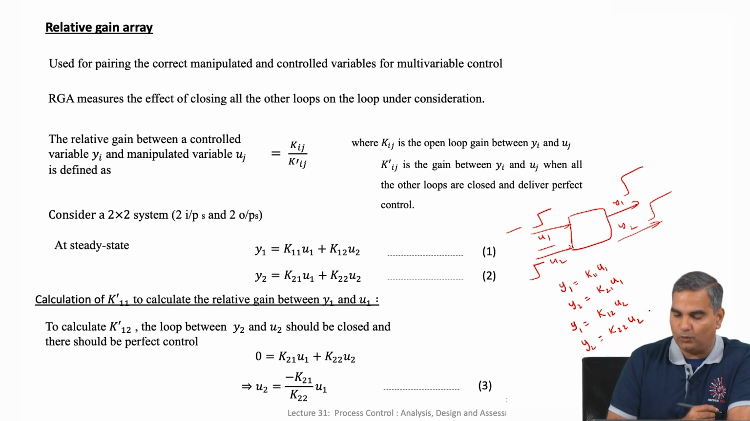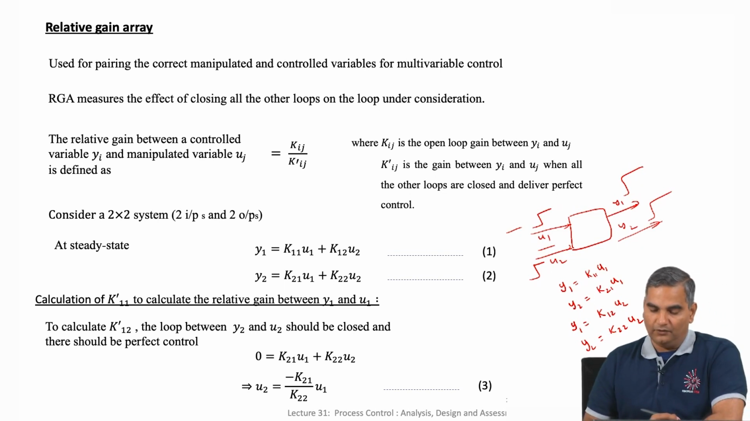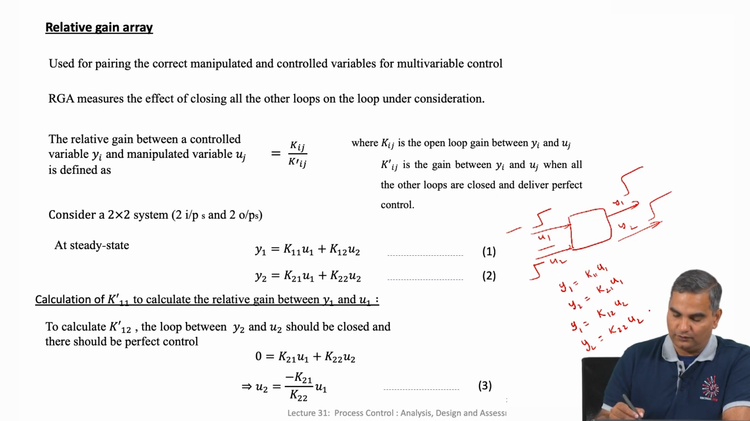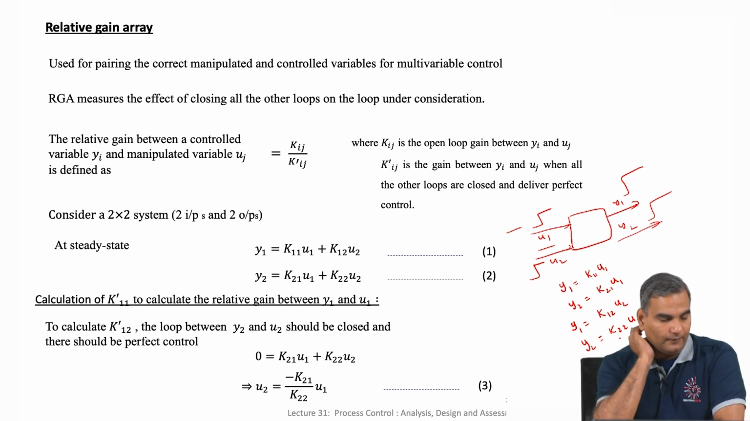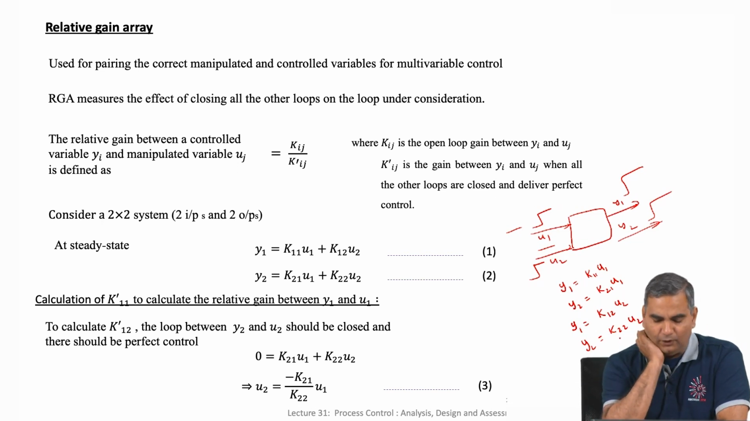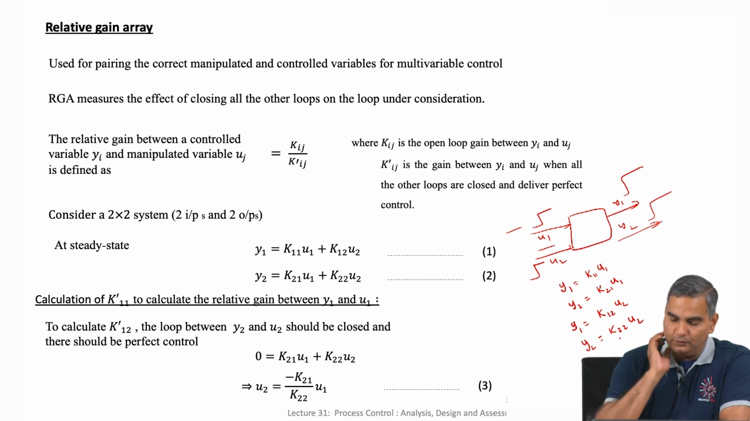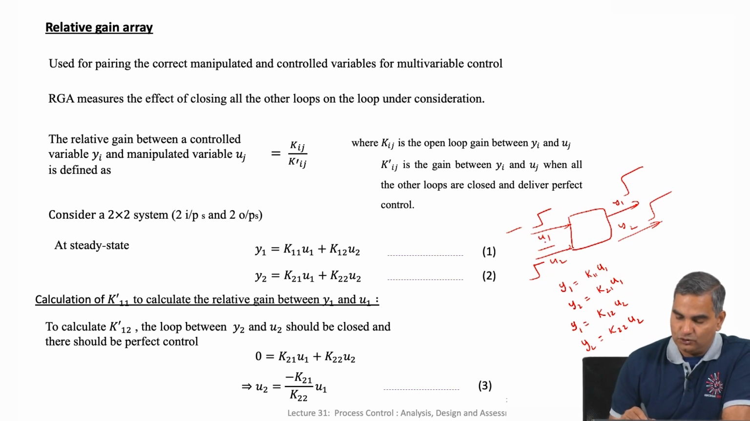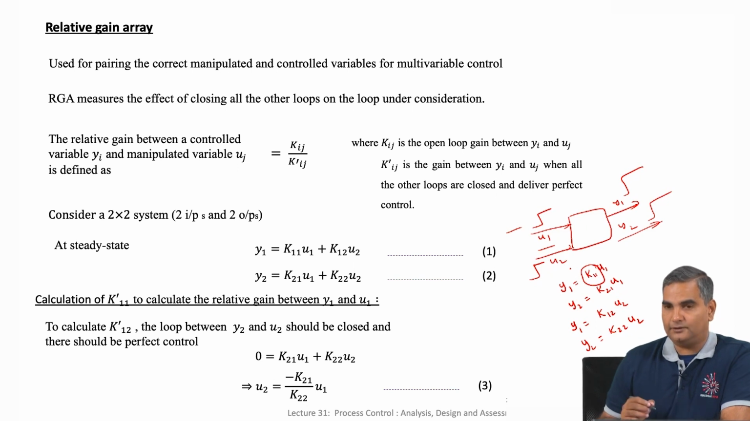Kij is the open loop gain between yi and uj, which is what we saw here. So, if you talk about these open loop gains, there are 4 open loop gains between y1 and u1, y2 and u1, y1 and u2, y2 and u2. So, there are these 4 gains. Now, what we want to do is, if I change u1, I know this is the gain, but this is an open loop.